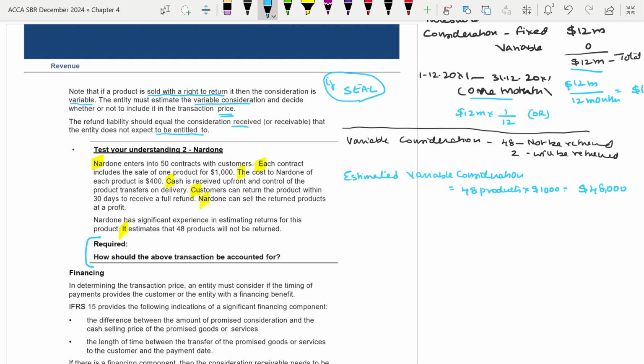Are you clear about this? Okay. How much is the consideration for it? Now, how many products will be returned? The refund liability should equal the consideration received. If two products are going to be returned, refund liability will be how much? Two products times 1,000. Refund liability is 2,000.